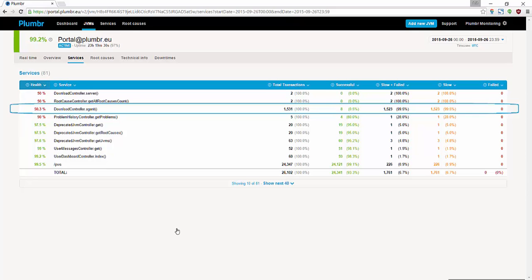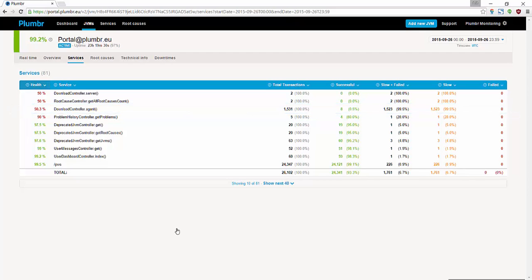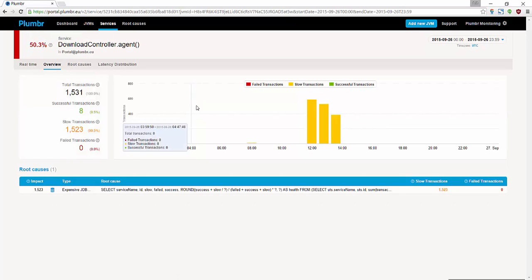Out of 1,531 total user transactions, only 0.2% were completed below our SLA threshold. The others were too slow. Let's click on the service to see what affected its performance. It seems that there was exactly one root cause, a database query, that caused all these slow transactions. Let me click on that root cause to see more.